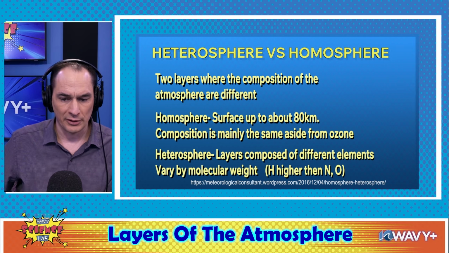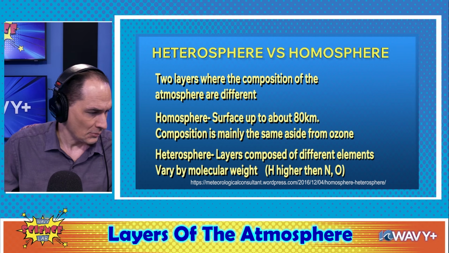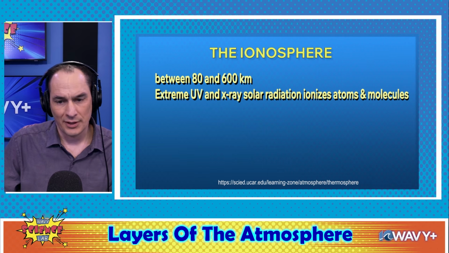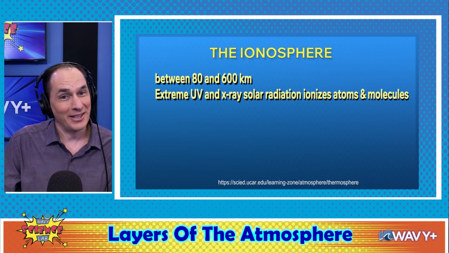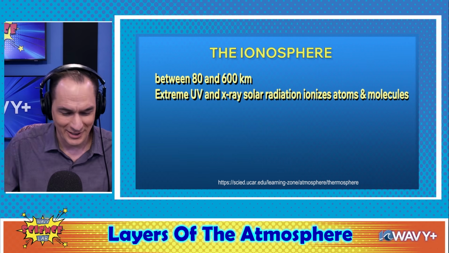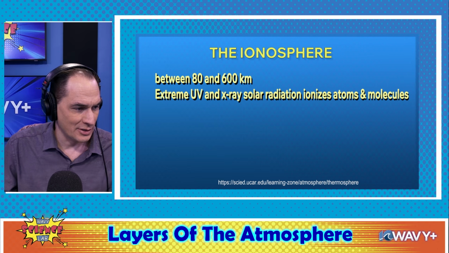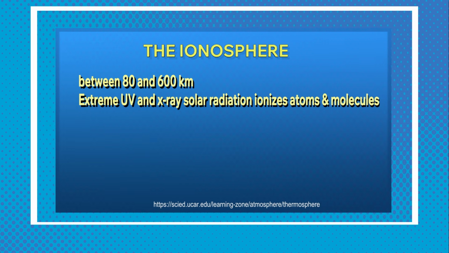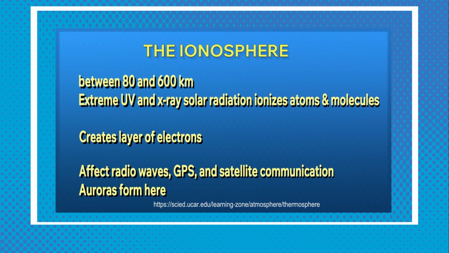Now you've got the heterosphere within that. All right, so then you've got the ionosphere as well, another layer. Wow, there's lots of layers. So this ionosphere is between 80 and 600 kilometers. Extreme UV and X-ray solar radiation ionizes atoms and molecules, and that creates a layer of electrons. This affects radio waves, GPS, and satellite communication, and you get the auroras happening in here as well.